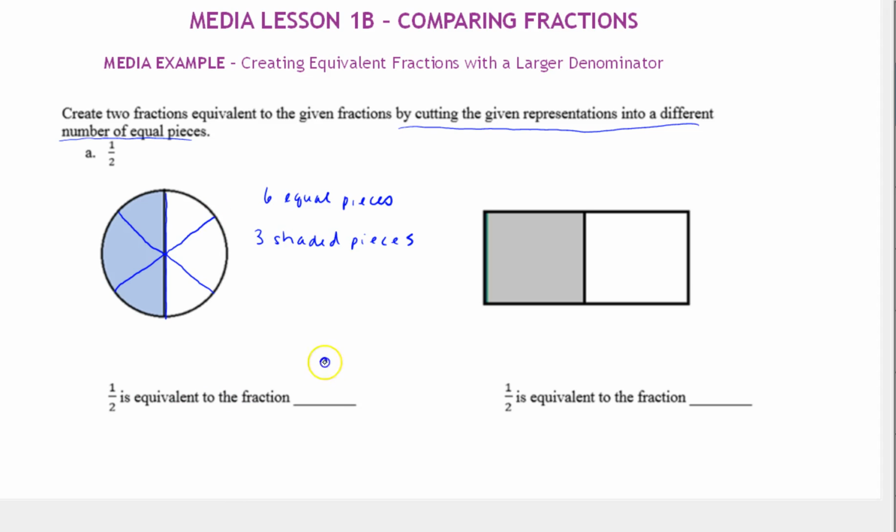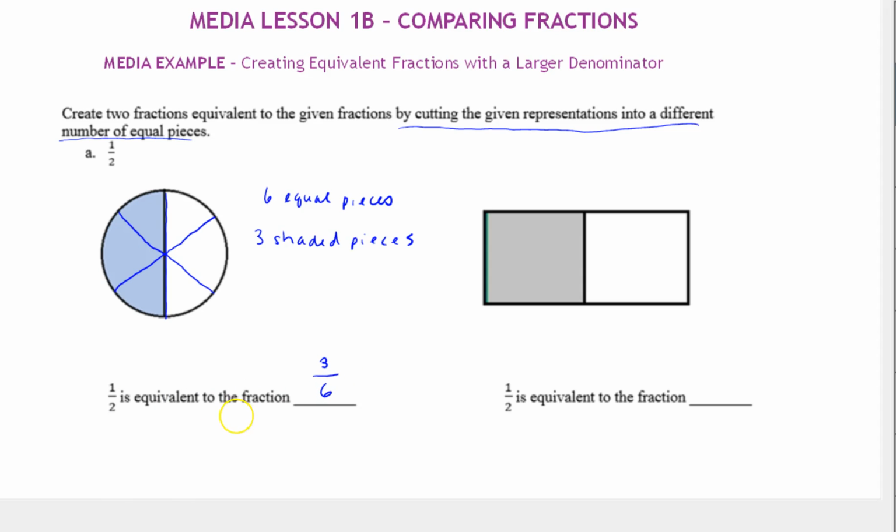So there are a total of 6 equal pieces and 3 of them are shaded. Now notice we didn't change the region that was shaded. Relative to the unit, the whole, the same amount was shaded the whole time. So that's what makes these two fractions equivalent. So essentially, the numbers themselves are equal. 1/2 is equal to 3/6, but they look a little bit different. So 1/2 and 3/6 use different numbers to represent the same amount.